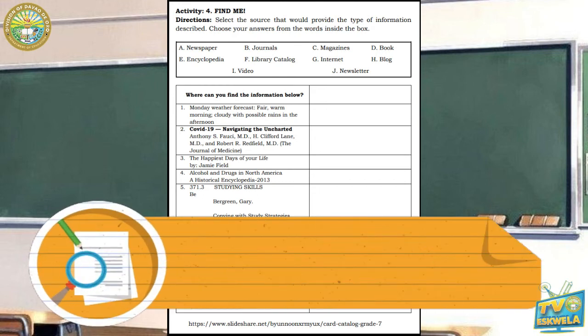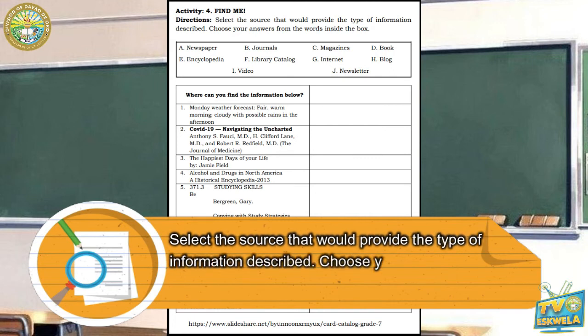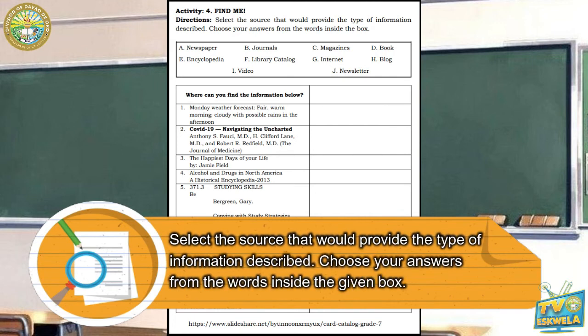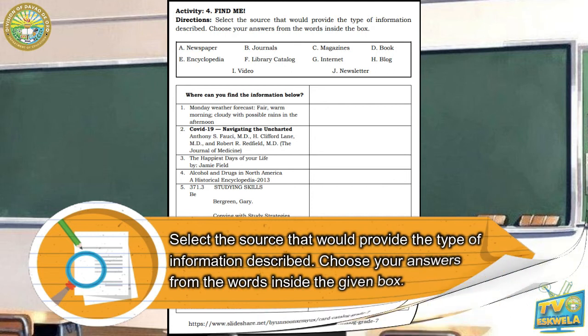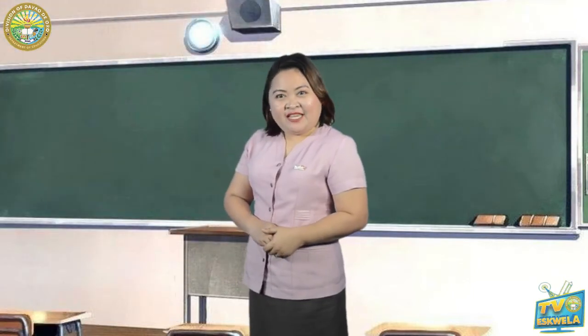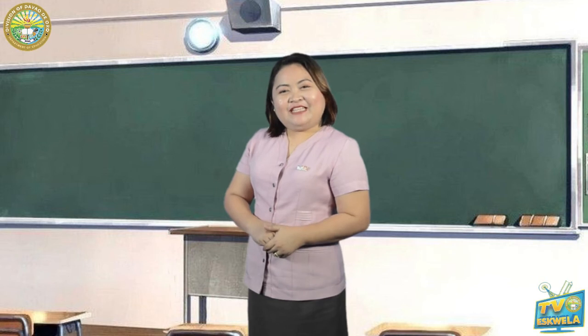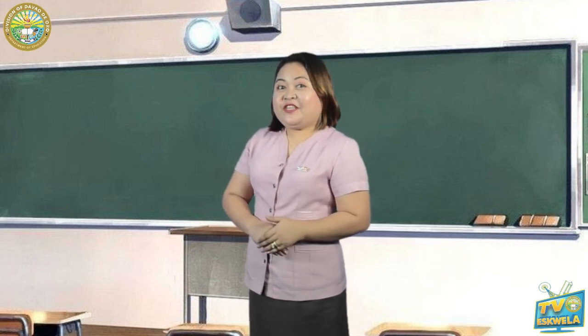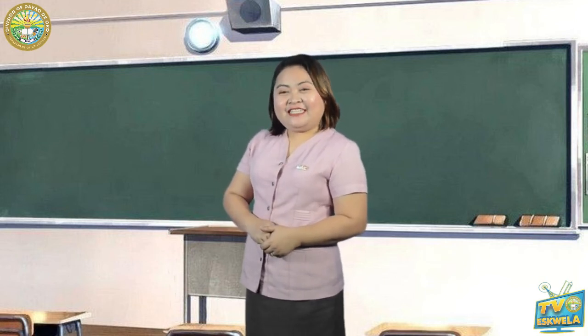The directions go like this. Select the source that would provide the type of information described. Choose your answers from the words inside the given box. After accomplishing this activity, it's time to exercise your brain a little bit with this newspaper article analysis task.